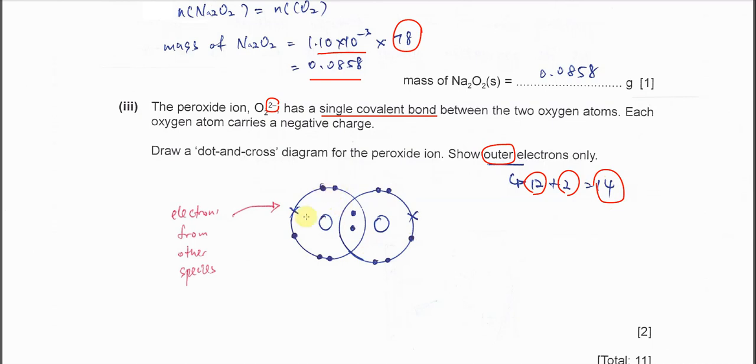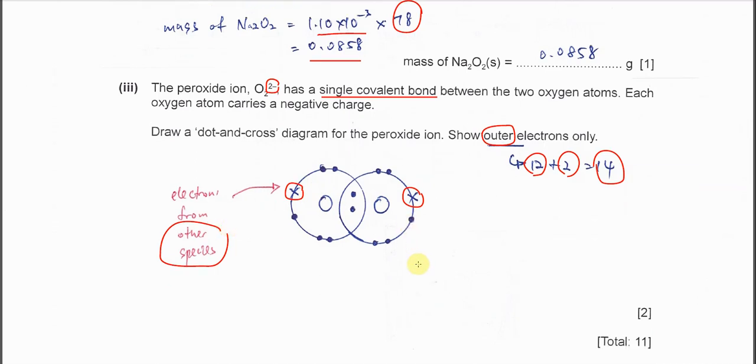That means 1, 2, 3, 4, 5 on this oxygen, and on this one 1, 2, 3, 4, 5. One electron from each is being shared. And you have to draw 2 crosses on the oxygen atoms, 1 cross each. These crosses show that these electrons are from other species. So there's the dot cross diagram for this, and that's all for this question. Thank you.